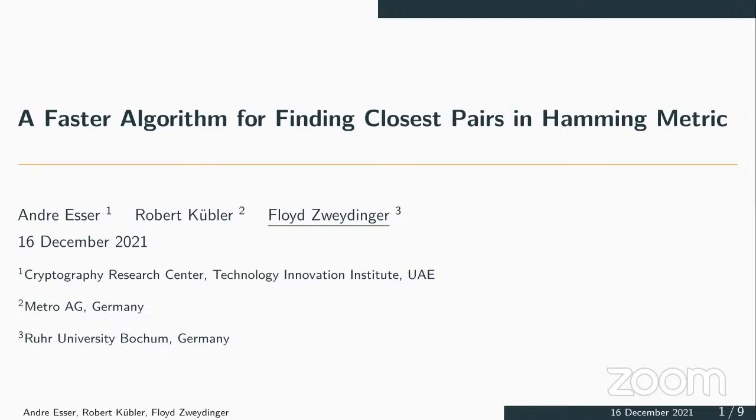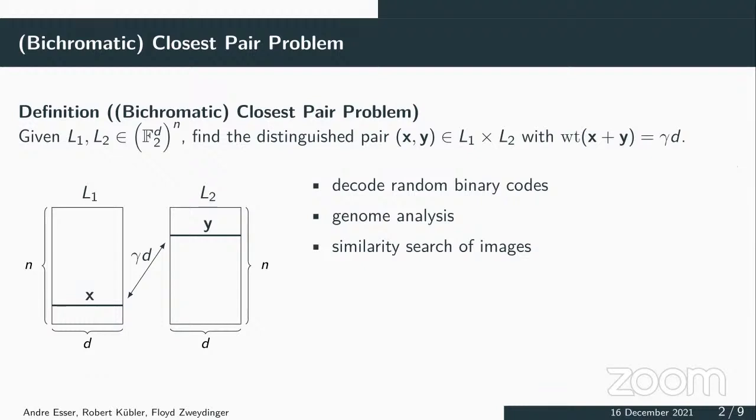Okay, thank you. And welcome to my talk, a faster algorithm for finding closest pairs in Hamming metric. My name is Floyd Zweidinger, and this is joint work together with André Esser and Robert Kübler. As the title already suggests, we take a look into the closest pairs problem, which in its bichromatic version is defined as: given two lists, L1 and L2, both of size n, and each element within these lists is a binary vector of dimension d. The goal is now to find a distinguished pair x and y within these lists with relative Hamming distance gamma. This is a very well-known fundamental problem of computer science with numerous applications in, for example, cryptography or coding theory as decoding random binary linear codes, or in the field of bioinformatics as genome analysis, and last but not least in the field of machine learning as similarity search of images.